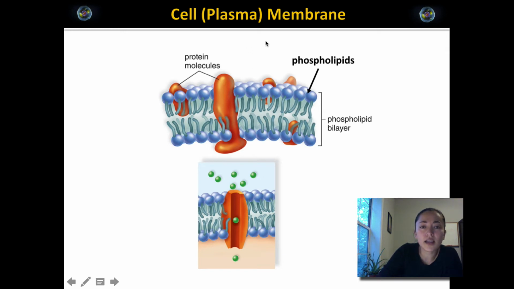Not a lot of molecules have to get in and out of the cell, but they can actually fit and squeeze through the phospholipids. So we have these other molecules embedded in the membrane, and these are called proteins. There are special types of proteins in the membrane that actually help transport substances in and out of the cell.